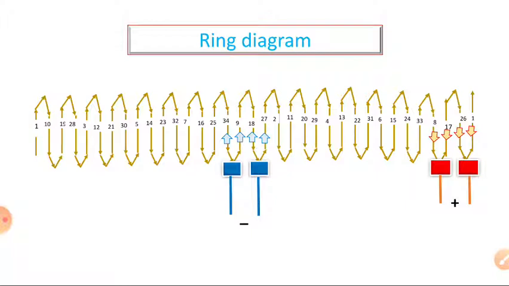Dear students, this is one simple problem. So what we have seen, we developed a double layer wave winding with the given data. Okay, we completed. So don't get confused, dear students, you have to follow step by step. Okay, so this is the total winding diagram, dear students.